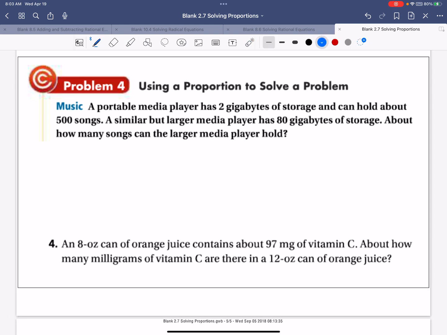Okay, now we've got your friend of mine, story problems. So let's read through this thing and think about what we're reading. A portable media player has 2 gigabytes of storage and can hold about 500 songs. A similar but larger media player has 60 gigabytes of storage. But how many songs can the larger media player hold? So 2 gigabytes of storage. So 2 gigs. We'll say G is for gigabyte. And then we're going to say 2 gigs equals 500.